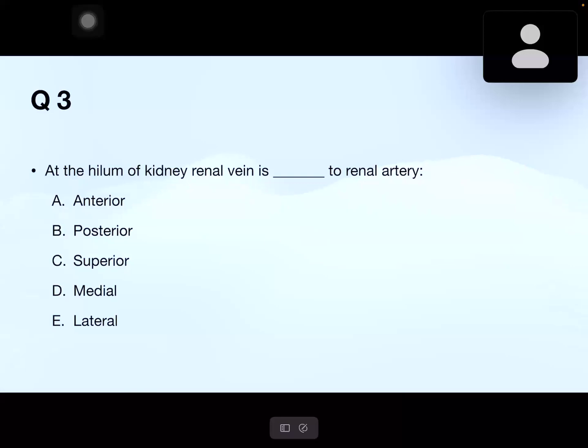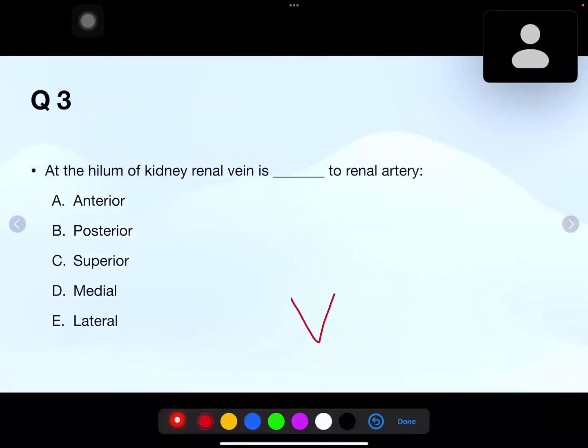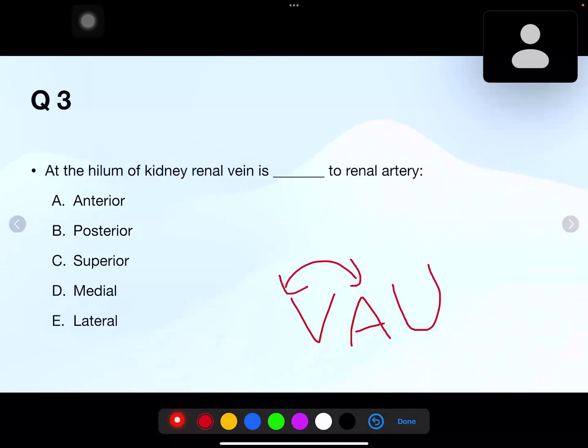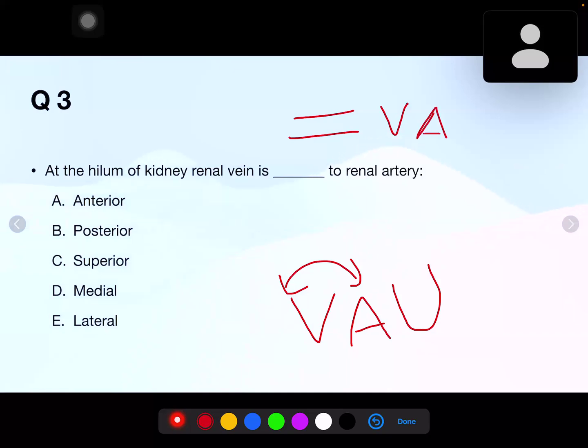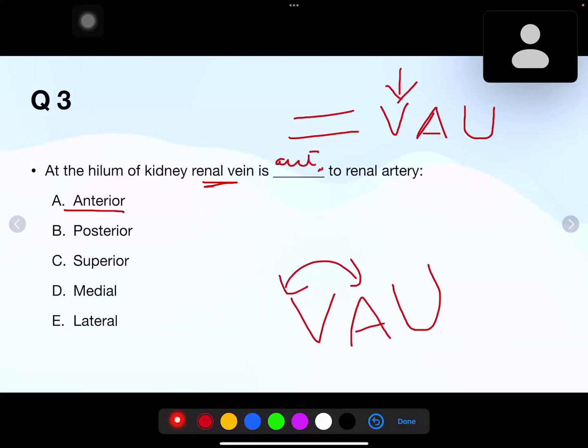And this is the relation of the hilum of the kidney. So the renal vein is what structure to the renal artery? Anterior, posterior, superior, medial, or lateral? The vein is anterior to the artery. Anterior, yes. Renal vein anterior, then artery, and then ureter. I only wrote a fill in the blanks type. So the renal vein is anterior to the renal artery.